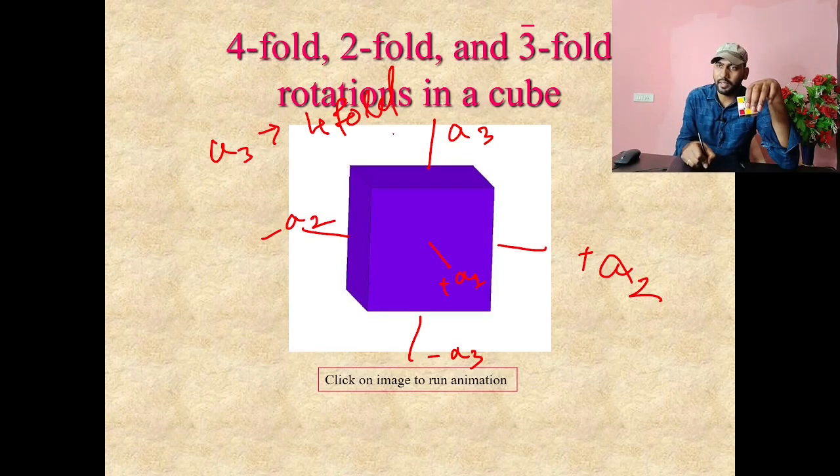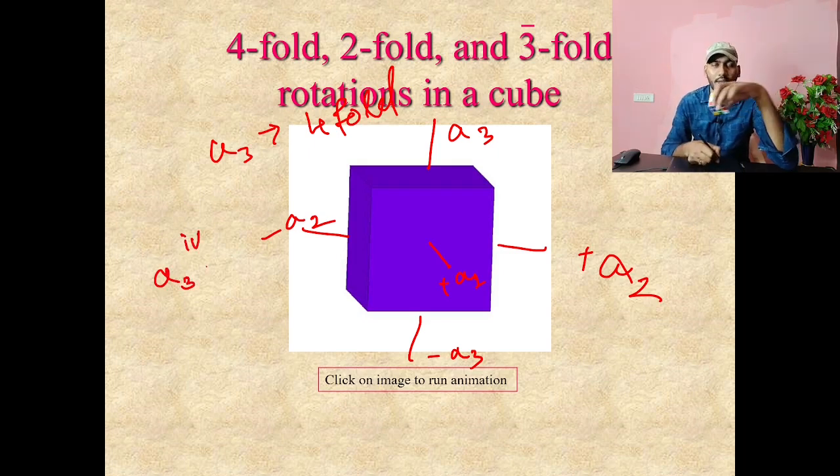How will we write it? Like this. In Roman numerals, we represent the number of folds, or the number of symmetric faces that are present.